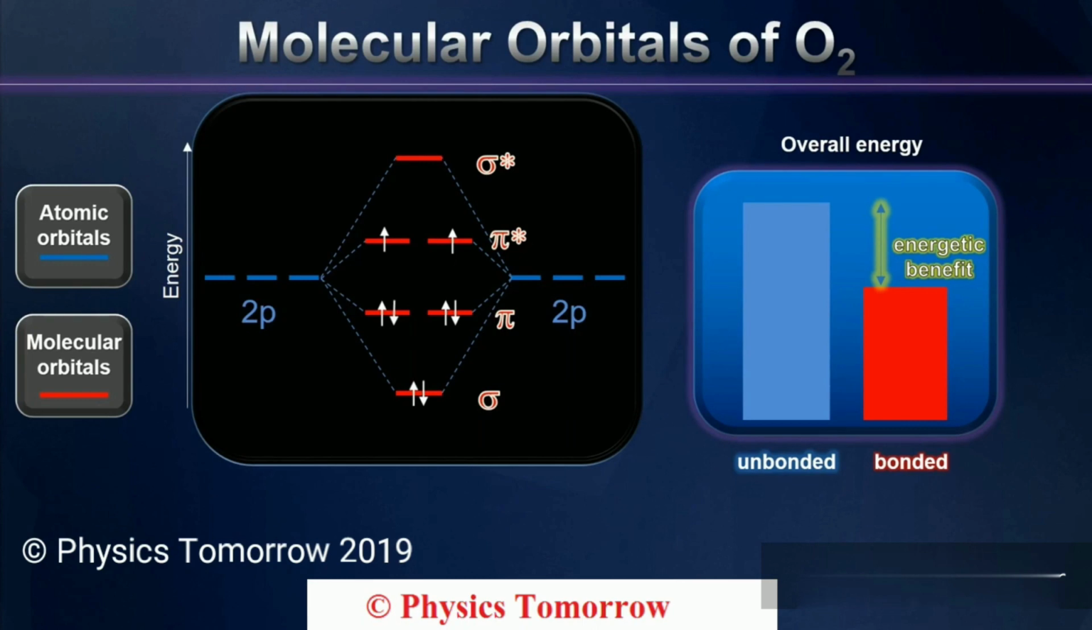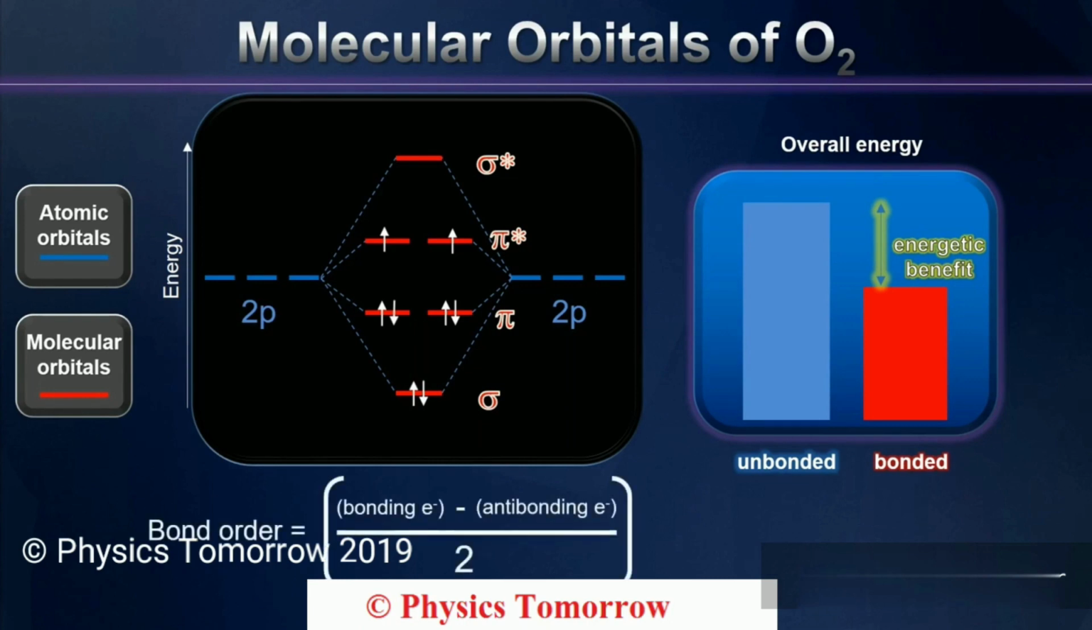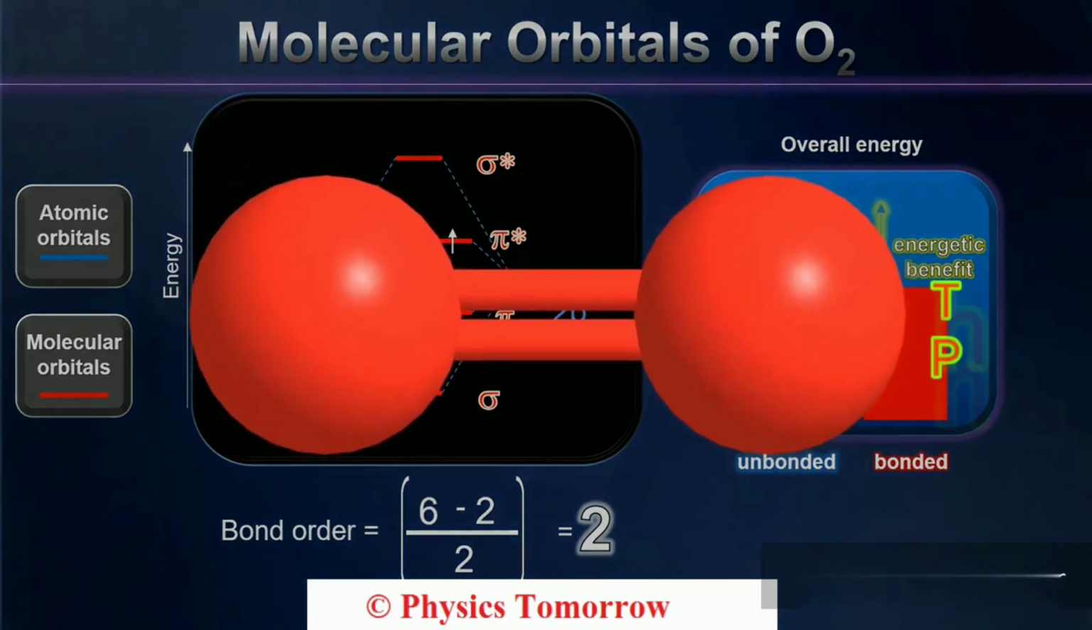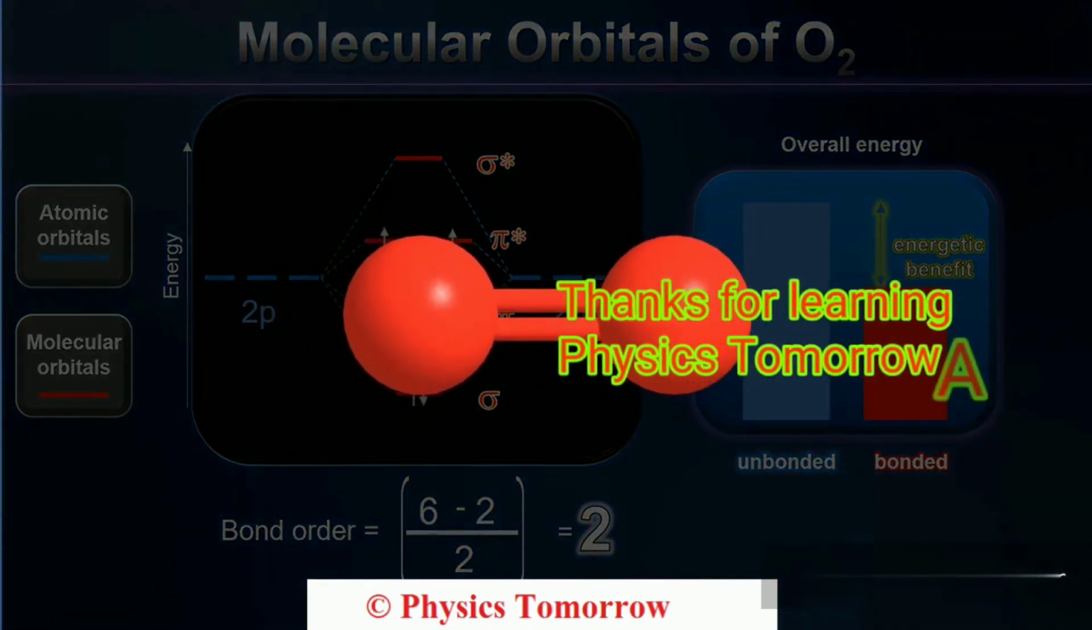Liquid oxygen can be trapped within the confines of a powerful magnet. You may have seen this demonstration done before. And of course, just as before, our prediction is correct. If we calculate the total bond order of oxygen using 6 bonding electrons and 2 antibonding electrons, we find that the 6 and the 2 leads us to a calculated bond order of 2. Oxygen exists as a diatomic molecule with a double bond.